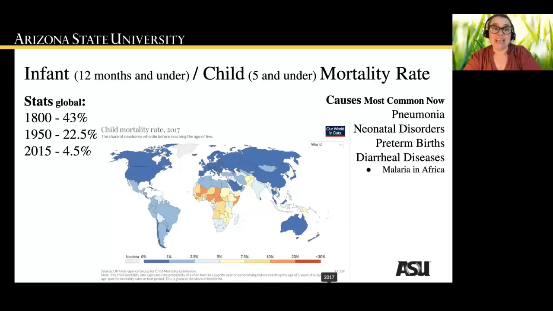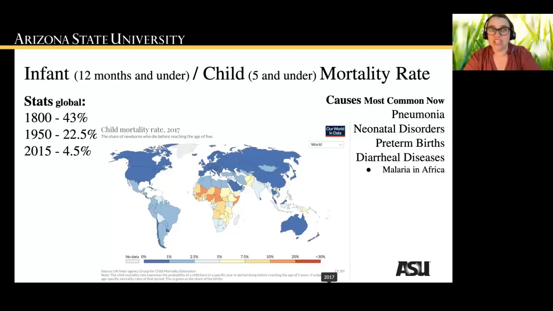In the 1800s, about 43% of children died by the age of 5. In the 50s, it was down to about 22.5%. And in 2015, it was about 4.5%. Now that is worldwide. When we look at the United States, right now, we're at almost nothing. I think we're at around 0.05% or something like that. So our infant mortality and child mortality is substantially lower, but when we look at Africa, we are still seeing numbers in the teens and 20s.